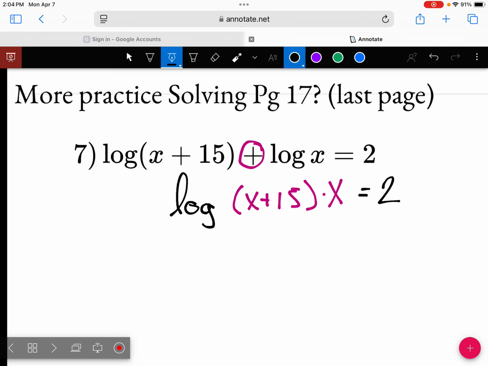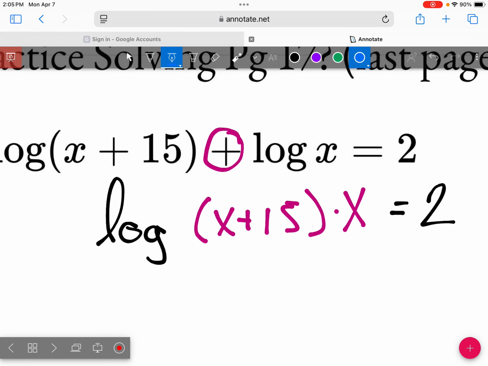Now what can we do? We're down to a single log, and our log equals a number. You could distribute here, but I feel like it's easier if we wait a second. What's our base on this one? 10. So I know my base. My base is 10. We know our power. We know our argument. Switch it to exponential form.